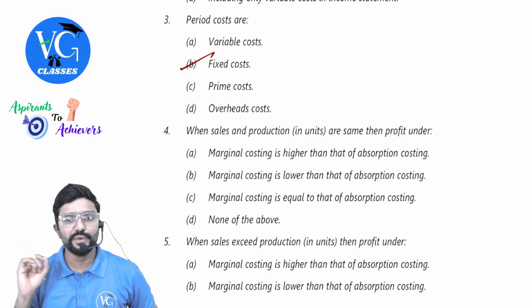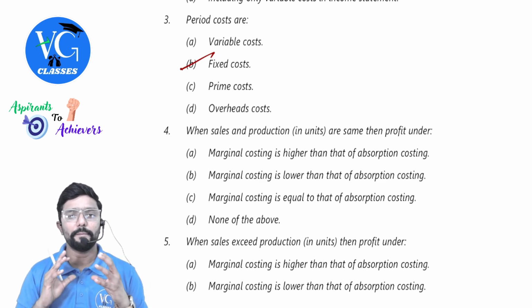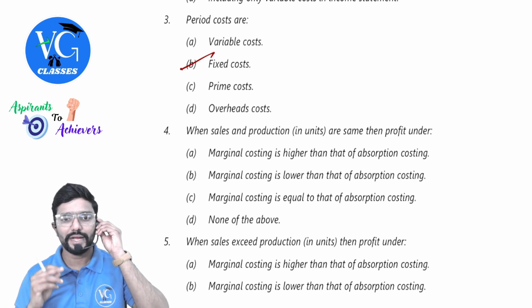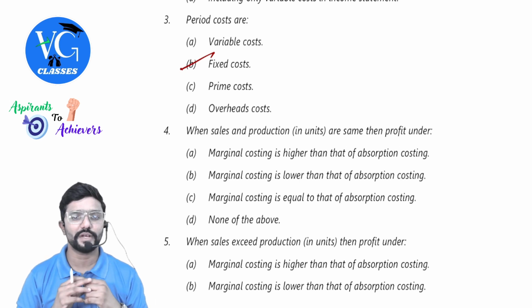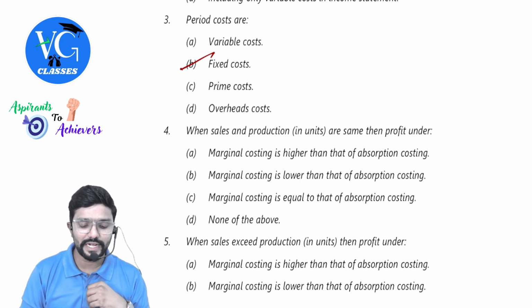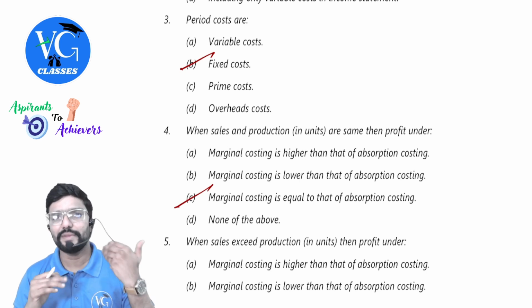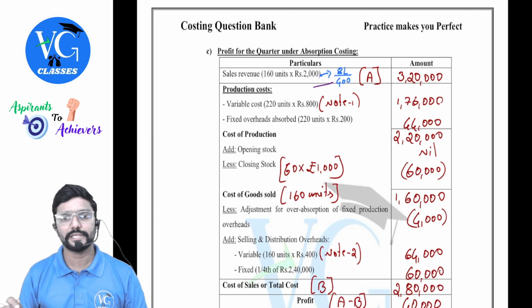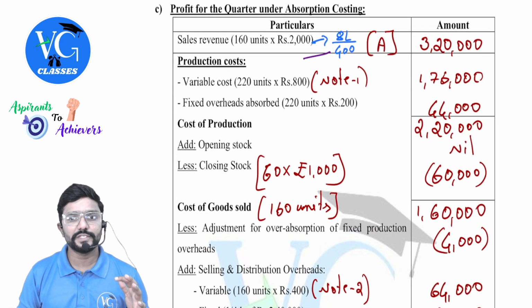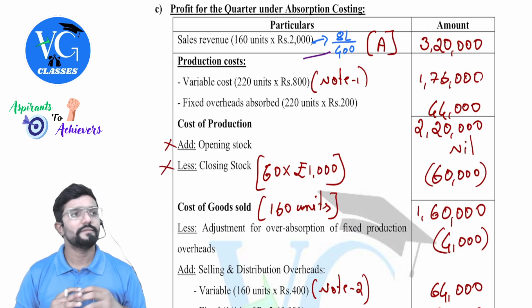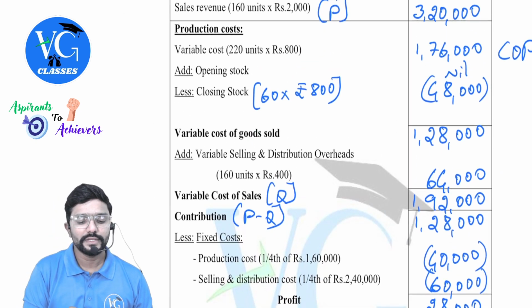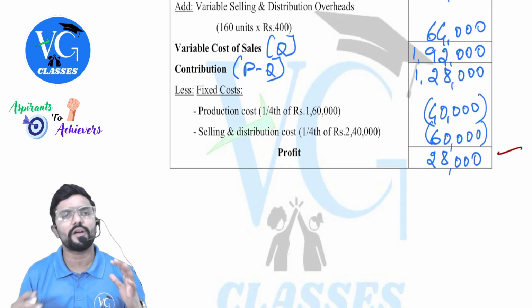When sales and production in units are the same, then the profit under marginal costing is higher than that of absorption costing, lower than that of absorption costing, equal to that of absorption costing, or none of the above. What is the answer, guys? Equal. I had explained this in my class when I was solving the question, guys. So please be careful. I will just explain here. Listen. When there is no opening stock and closing stock under absorption costing as well as marginal costing, that means the profit would be the same.